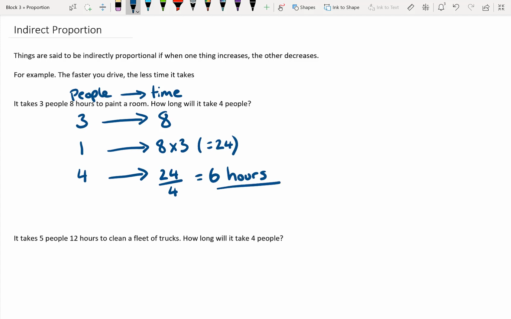If we think back to the question, does our answer make sense in terms of the context? Because it's a different setup this time. We said it takes 3 people 8 hours to paint the room. If there are more people, should it take longer or less time? It should take less time if there are more people, and 6 hours is less than the 8 hours they started with. So the answer makes sense, even though it's a little different to how we did it before. You won't get told in the questions whether they are direct or indirect proportion. You need to be able to decide which way round they go.